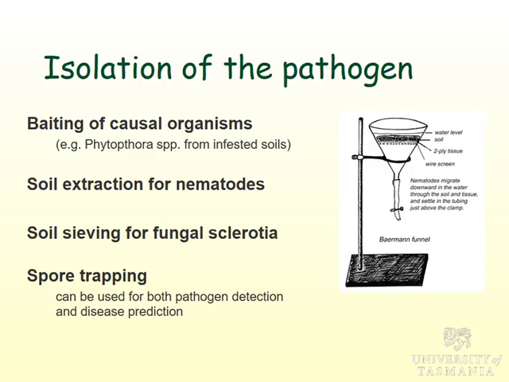You can also look for the presence of the pathogen moving through the environment in the air by using spore trapping. Generally these are sticky traps. As the air passes through the trap, the spores get deposited on the surface, and then you can look at that and observe the presence of particular spores that might be associated with the epidemic that you're seeing in the crop.